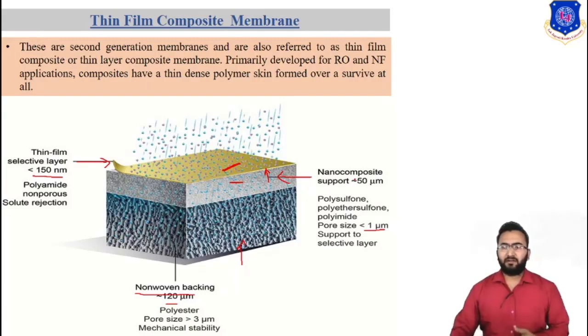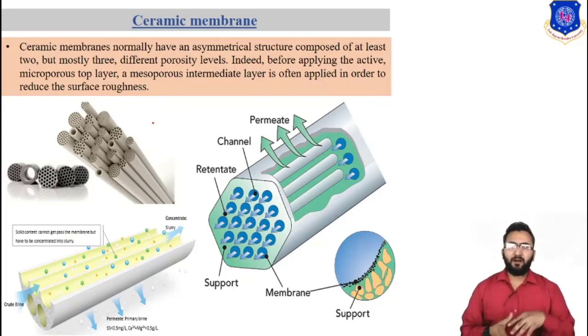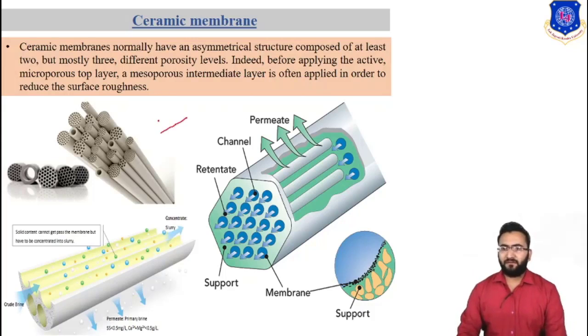Now let us discuss the next membrane, which is the ceramic membrane or inorganic membrane. Ceramic membrane normally has an asymmetric structure composed of at least two, but mostly three different porosity levels. Indeed, before applying the active microporous top layer, a mesoporous intermediate layer is often applied in order to reduce the surface roughness. So this is an example of a ceramic membrane, and this is how the ceramic membrane, or inorganic membrane, looks like.